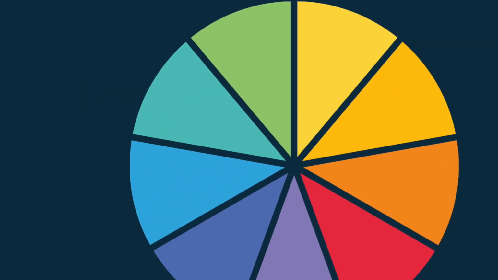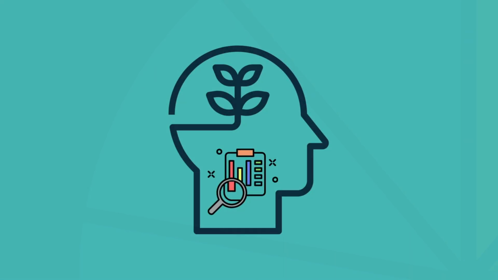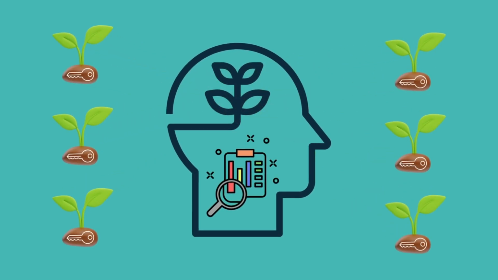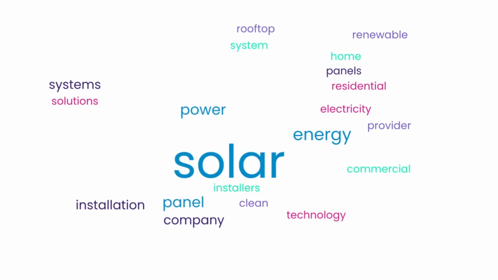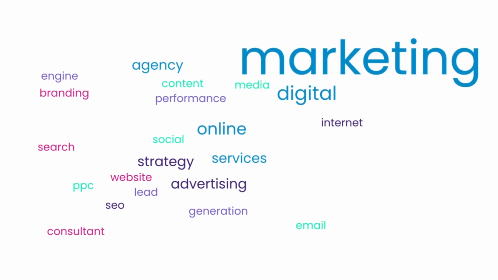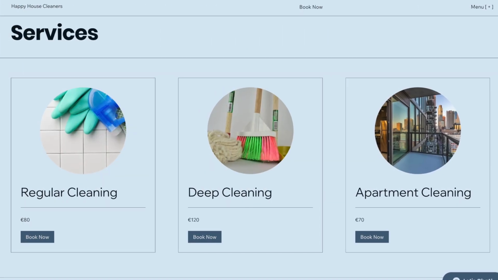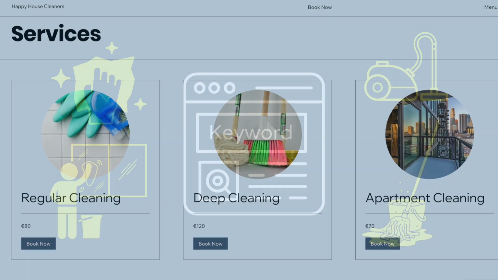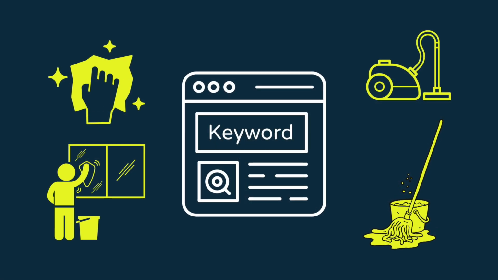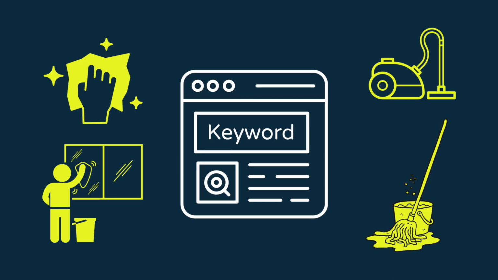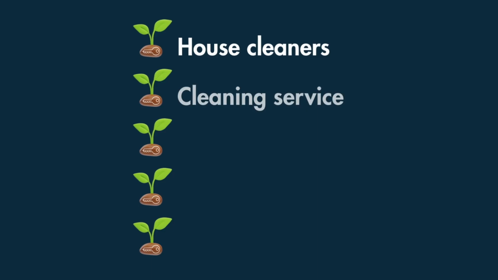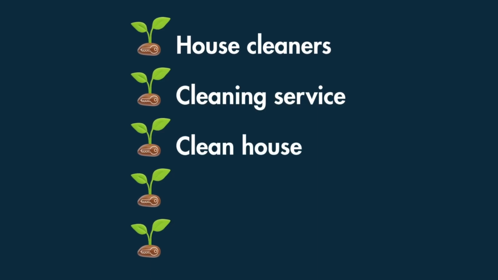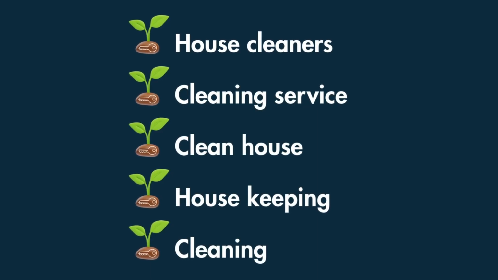Okay, so if you're good at what you do, you probably know your industry pretty well, and this knowledge can help you come up with an initial set of seed or first stage keywords, words that you instinctively think people will use when searching for the sort of services you offer. Let's imagine that you run a small house cleaning service. You might already have a few seed keywords in mind that people might use when searching for your kind of business. For example, house cleaners, cleaning service, clean house, housekeeping, cleaning, and so on.